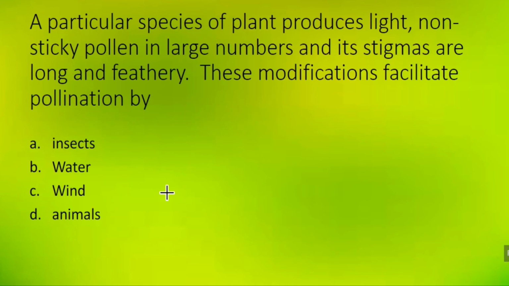A particular species of plant produces light non-sticky pollen in large numbers and its stigma are long and feathery. These modifications facilitate pollination by. See, these are characteristics of a wind pollinated plant, that is light and non-sticky pollen so that they can be taken through the wind. They are produced in large numbers to ensure the chance of pollination. Then the stigma is long and feathery to capture the pollen grain. So all these facilitate wind pollination, which is otherwise called anemophily.